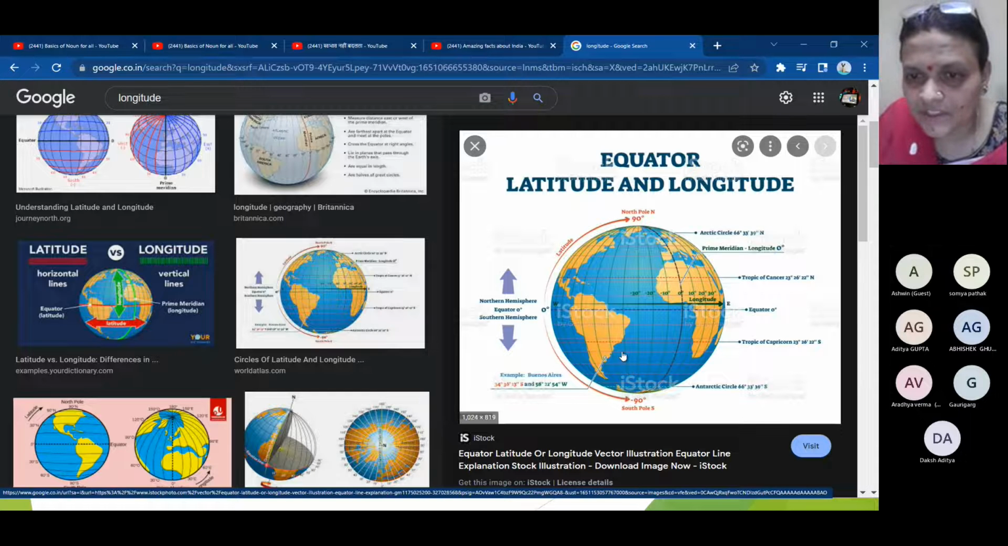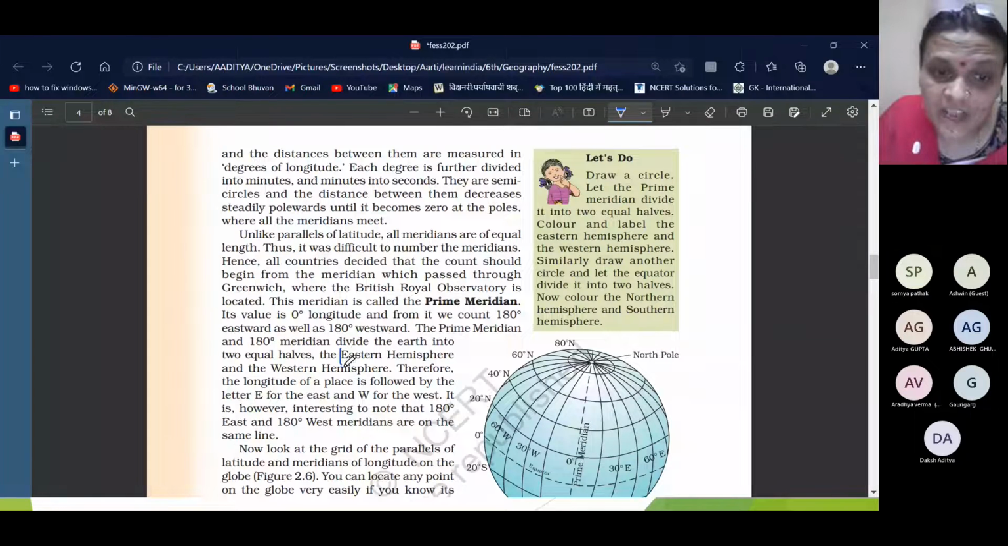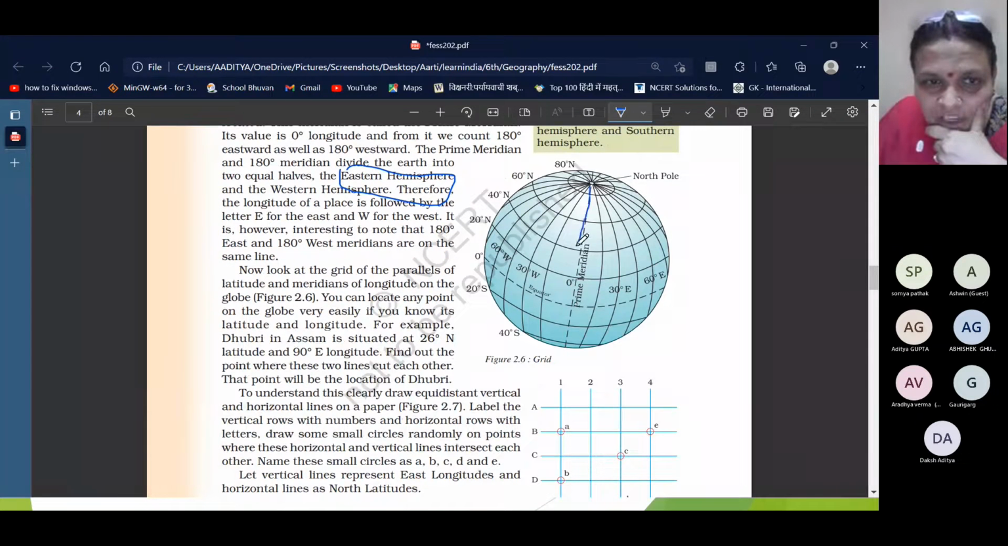See, this is the northern hemisphere, this is the southern hemisphere, and this is the prime meridian. Now, the prime meridian divides the Earth into eastern and western hemispheres. The prime meridian and the 180-degree meridian divide the Earth into two equal halves: this is the eastern hemisphere, and this is the western hemisphere.